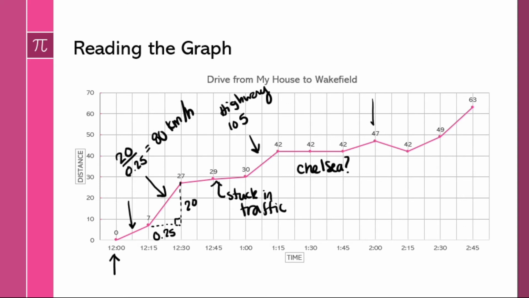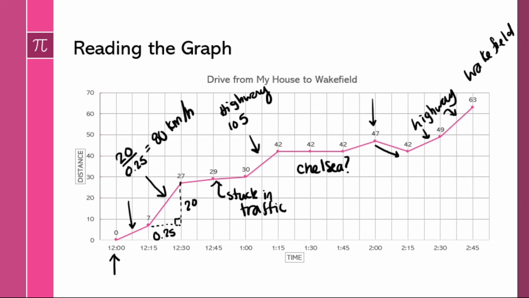I hit here and suddenly the graph is going down again. I left something behind in Chelsea and I had to double back to pick it up. And then I finished my trip by getting back on a highway, probably. The first part might be me trying to get out of the traffic in Chelsea. This might be back on the highway here. And then I make it to Wakefield, 63 kilometers away from my home.